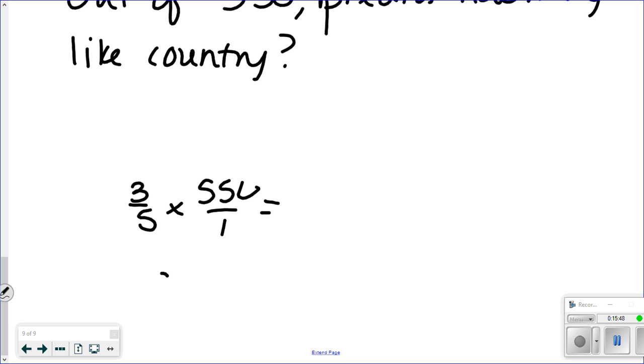Another way, you can take 550 times 0.6. You can reduce first. Actually, this reduces really nicely, to 110. Yeah, that's really easy. You could take 3/5, which is 60%, times 0.6. It's going to give you the same thing, so there are a lot of things you can do.